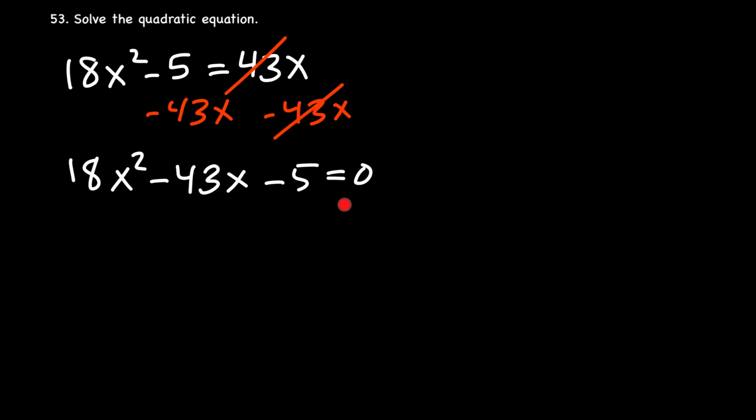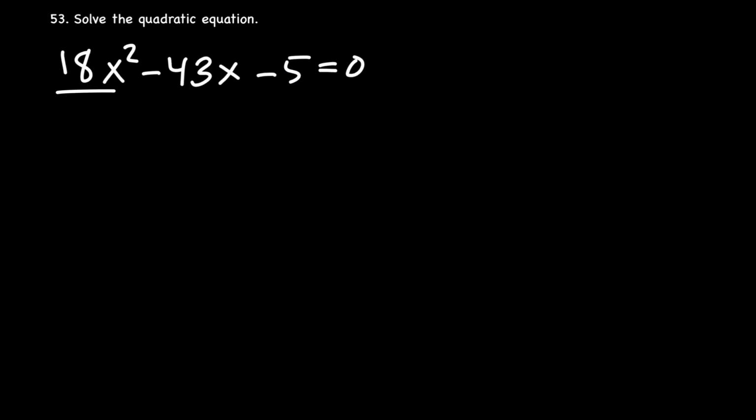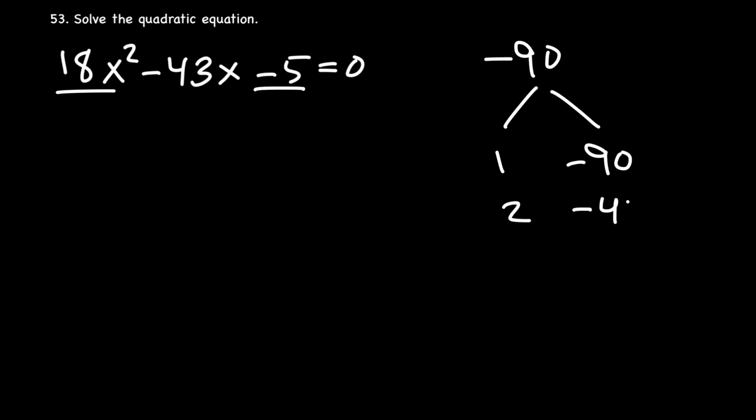Now we have a quadratic equation with a leading coefficient of 18, so we have to use the AC method. I have to multiply 18 with negative 5. 18 times negative 5 is negative 90. So I have to look for two numbers that multiply to negative 90 and add up to negative 43. I have 1 times 90, and we have 2 times negative 45, which will give us negative 90. And of course, if we add them up, we will get negative 43.